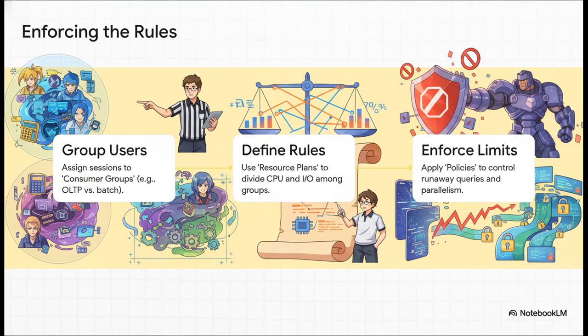So how did this referee actually do its job? Well, it was a pretty logical three-step process. First, you'd group your users. You'd put your critical financial analysts in one bucket, for example, and your non-urgent batch jobs in another. Simple enough. Second, you would define the rules in what's called a resource plan. This is where you'd say exactly how much CPU each group gets. And finally, you could enforce hard limits, things that would automatically kill those runaway queries before they did any real damage. It was simple, logical, and just incredibly powerful.